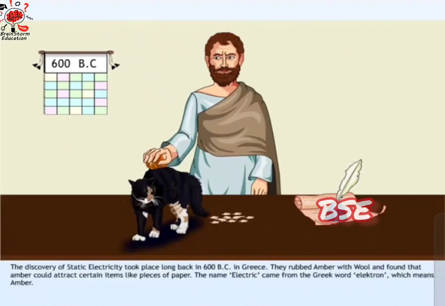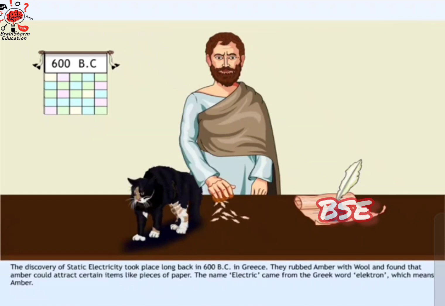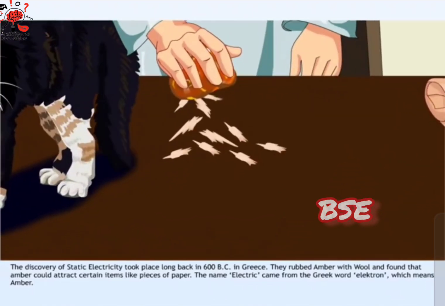The discovery of static electricity took place long back in 600 BC in Greece. They rubbed amber with wool and found that amber could attract certain items like pieces of paper. Here, we are able to see that amber is rubbed with cat fur and it is able to attract small bits of paper. The name electric came from the Greek word elektron, which means amber.